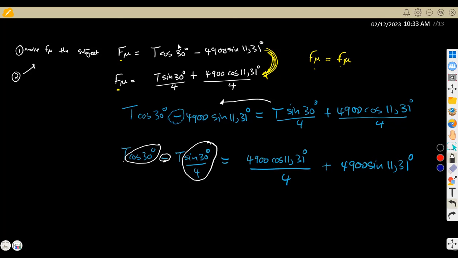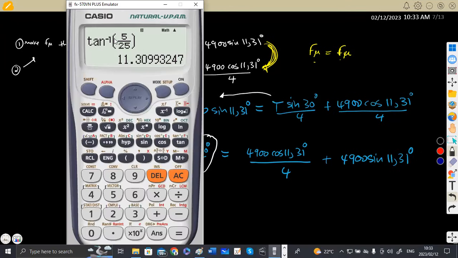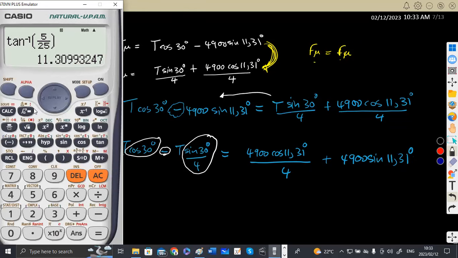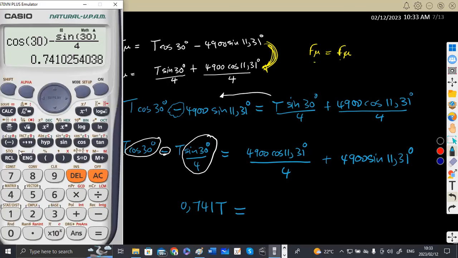Let me indicate this so that we can see our calculator. So we are going to have this on our calculator. This is going to be cos 30. So we've got cos of 30 degrees minus sine 30 over 4, so it's going to be sine of 30 degrees, everything over 4. All right, this is going to be 0.741. So we've got 0.741 t, which is equal to, you simplify everything on the right-hand side.